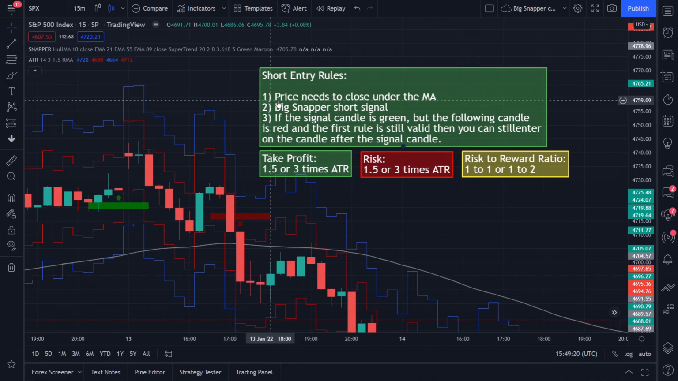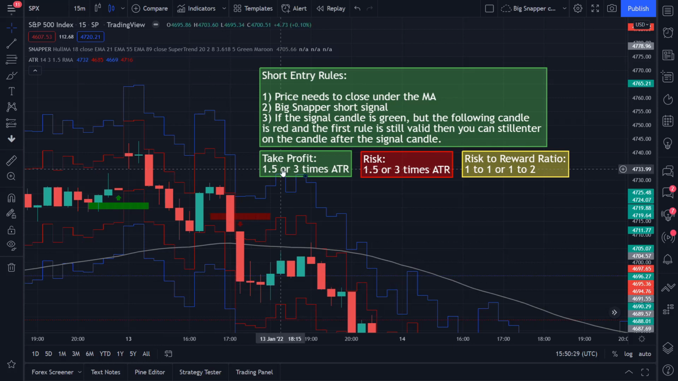For a short entry, the price needs to close under the moving average. Then we need a Big Snapper short signal, and if the signal candle is green, but the following candle is red, and the first rule is still valid, then you can still enter on the candle after the signal candle. So the third rule means, if this candle would have been green, but the candle after the signal candle would have been red, then we could have still entered into a short position if the price is still under the moving average. In this case, as you can see, when we get the short entry signal, the candle was red and the price closed under the moving average, so this is a valid short entry.